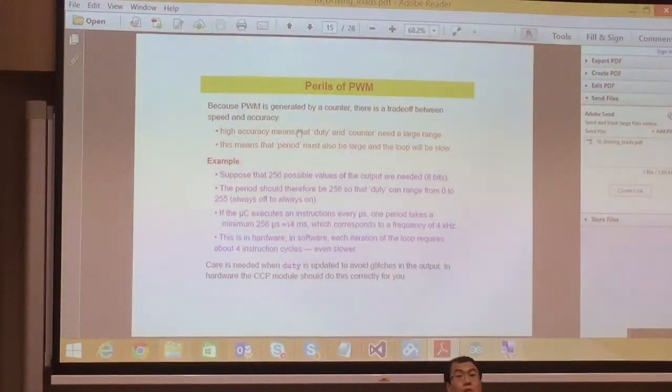But again, for many applications this frequency is good enough. For example, like a washing machine, whatever. Why do you need such a high frequency?